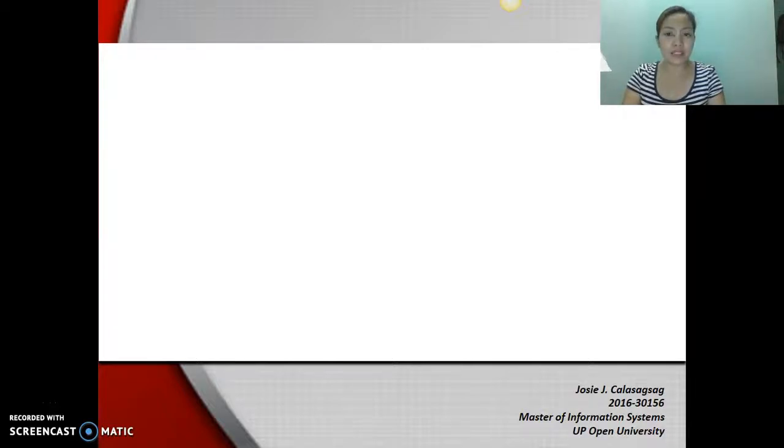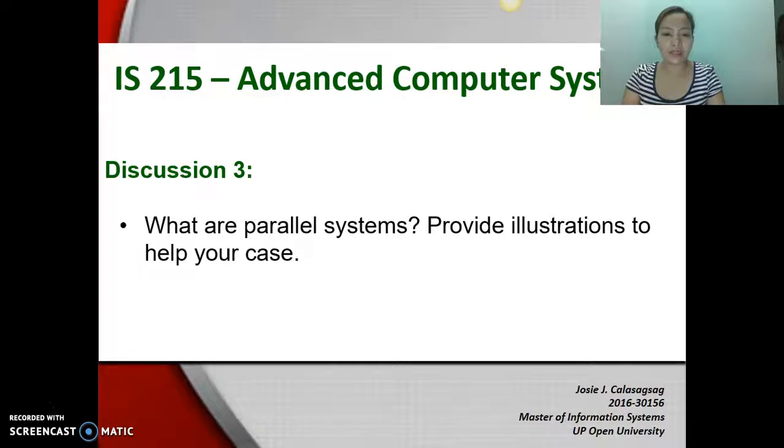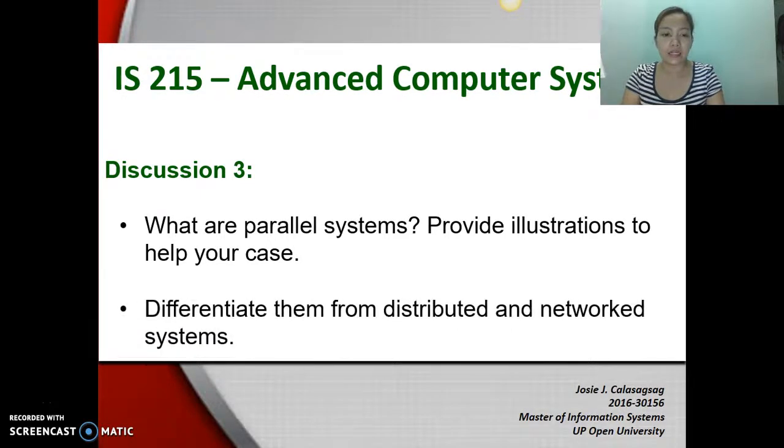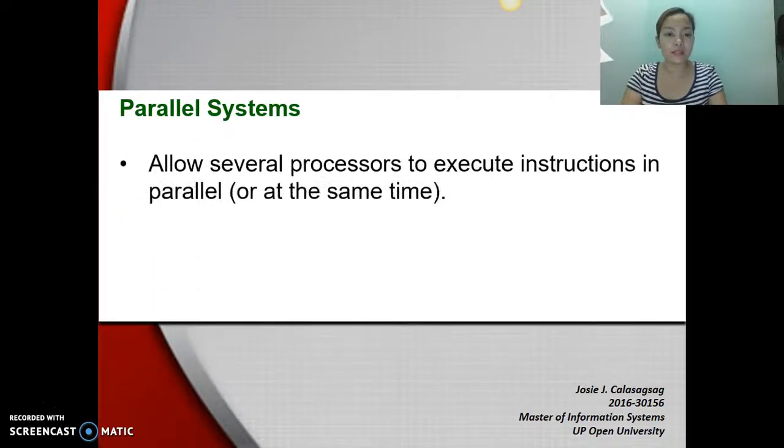Today I will be discussing the following. What are parallel systems? Provide illustrations to help your case. Second, differentiate them from distributed and network systems. What is meant by parallel systems?